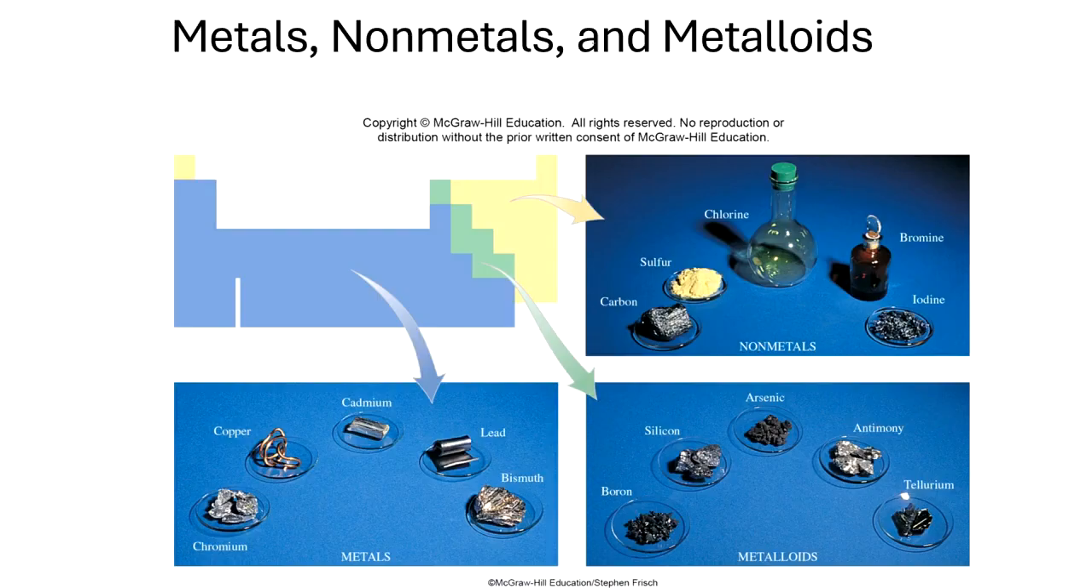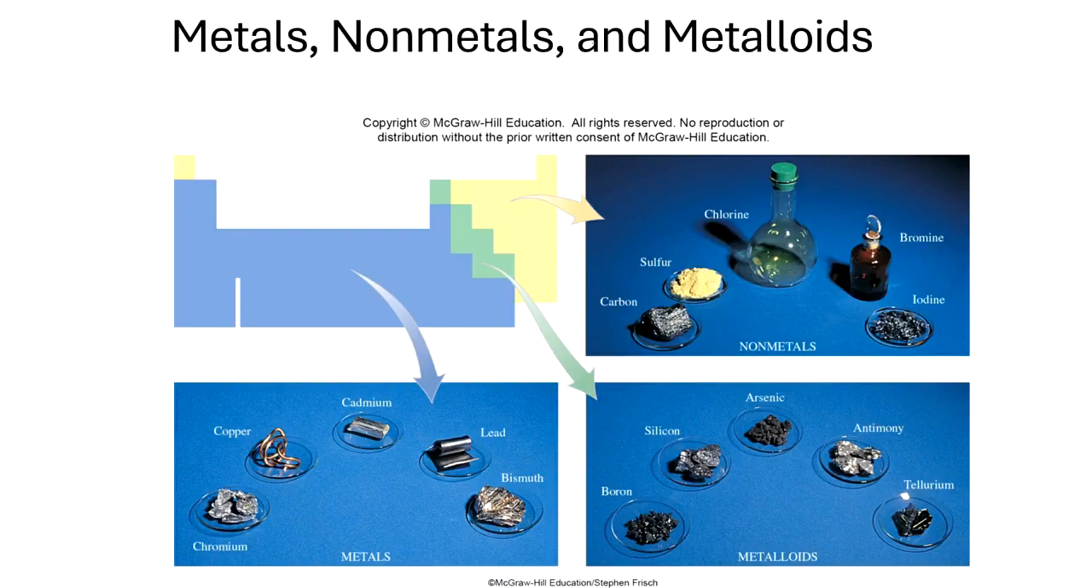Cadmium, hopefully you haven't been around cadmium too much. That's a toxic metal. It's like mercury. It's right next to it in the periodic table. And of course, lead and bismuth. So these are kind of typical. They tend to be silvery, but not all of them are silver. They tend to be bendable and stretchable, and all of them except for mercury are solids at room temperature. So those are the metals.